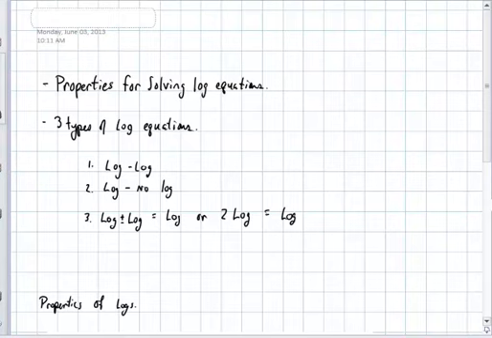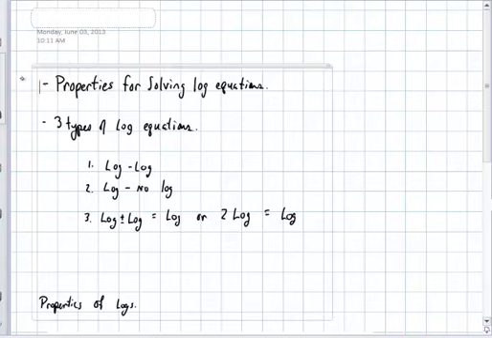I promised you I would go over a video detailing how to solve log equations, just to remind you what we started talking about in class today. What I have on the board is our objectives. Basically, we want to first know the properties for solving log equations, and then we're going to solve three types of log equations.